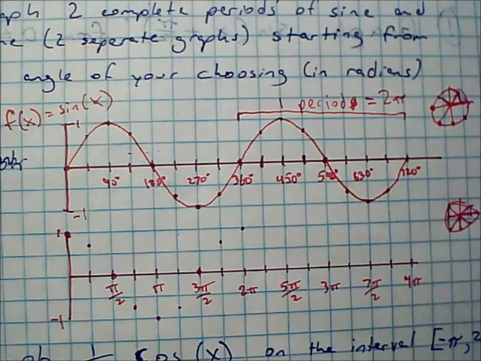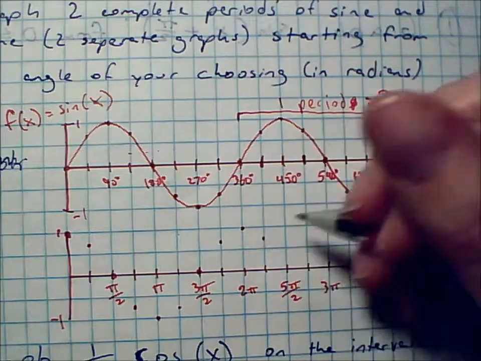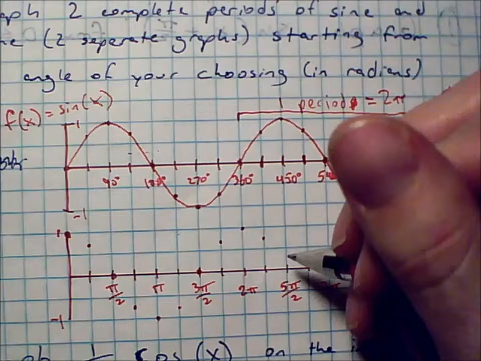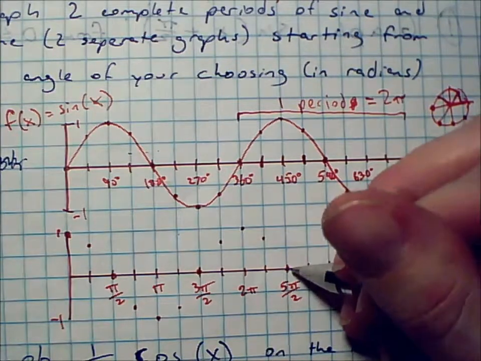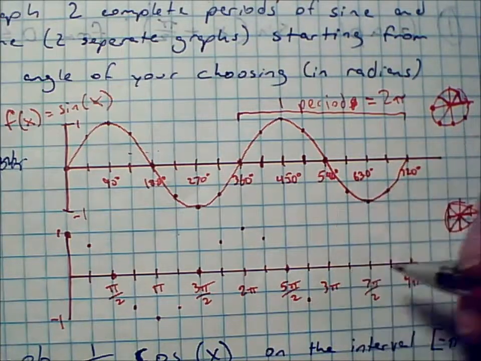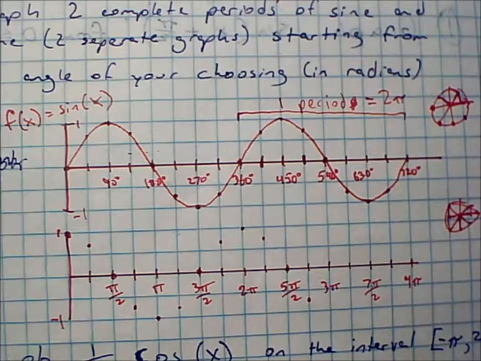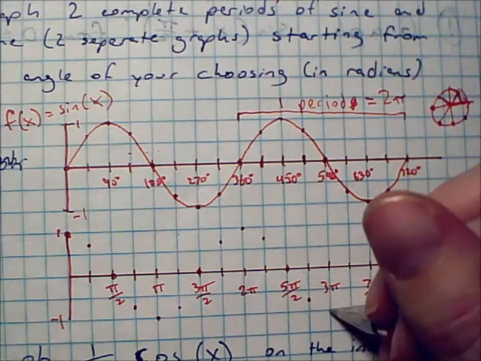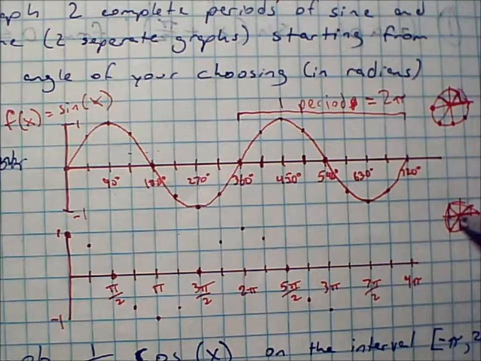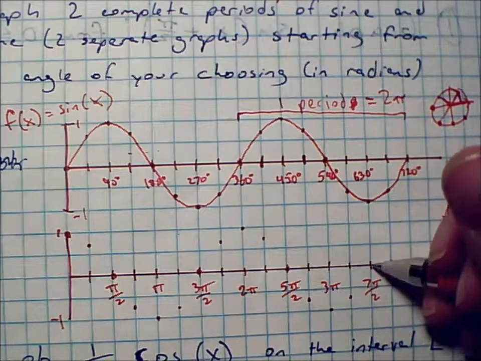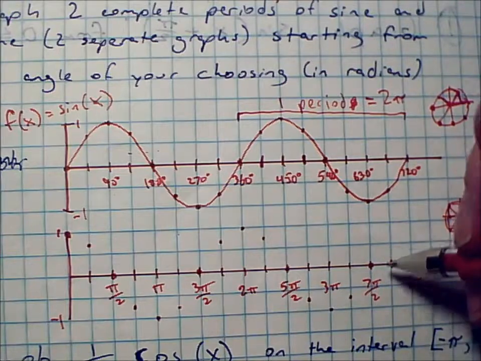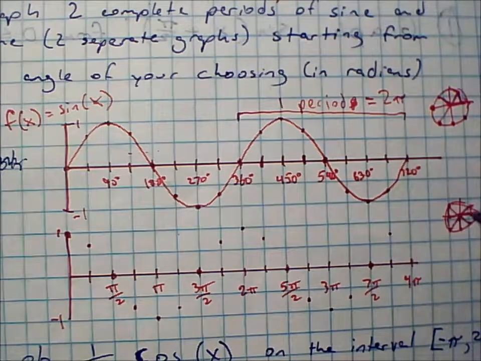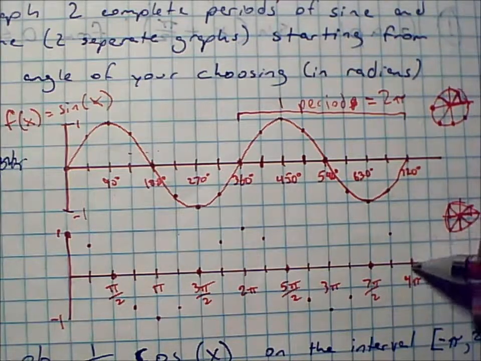And it continues repeating. Square root of 2 over 2, 0, x value, negative square root of 2 over 2, 3 pi, negative 1, negative square root of 2 over 2, 0, positive square root of 2 over 2, and at 4 pi, the x value would be 1.